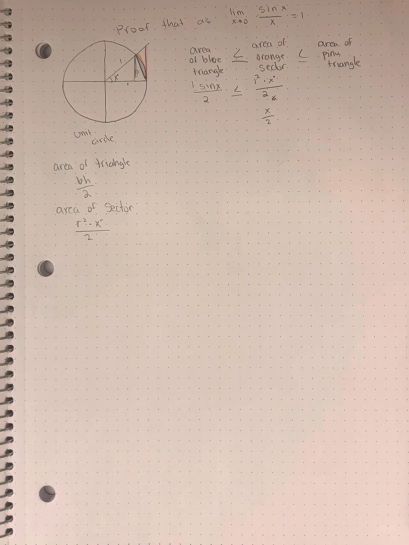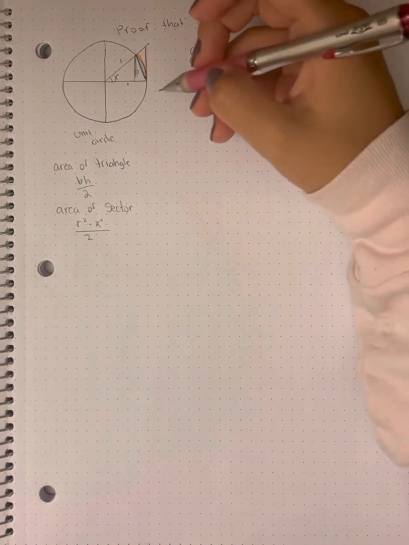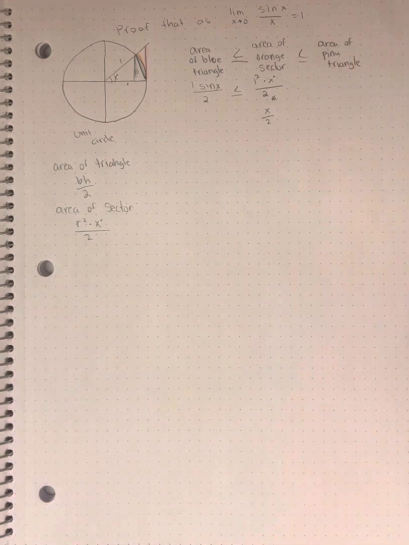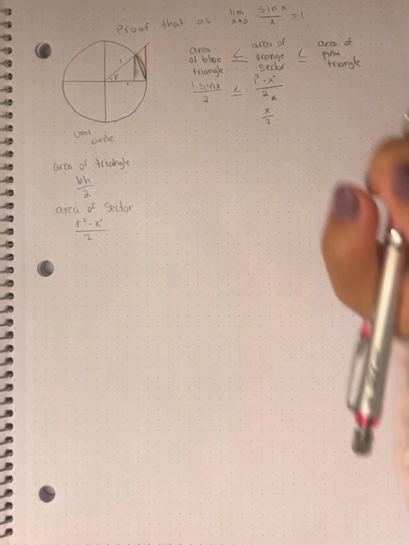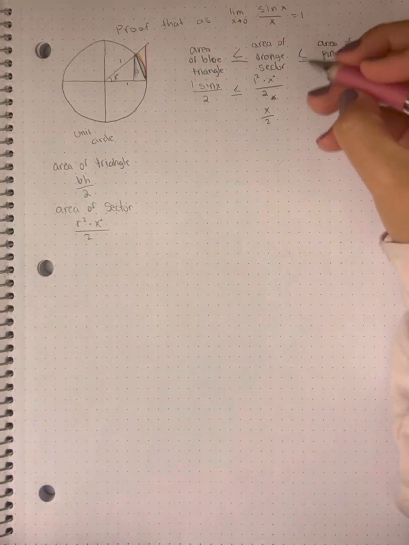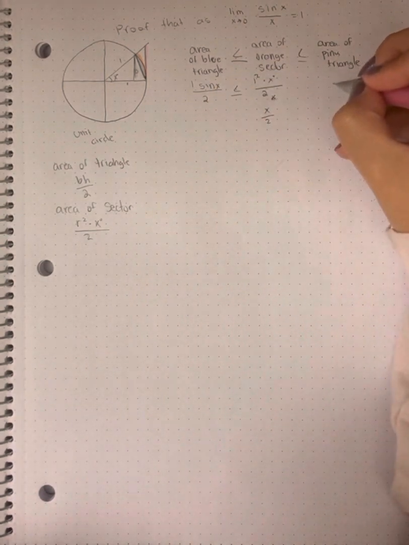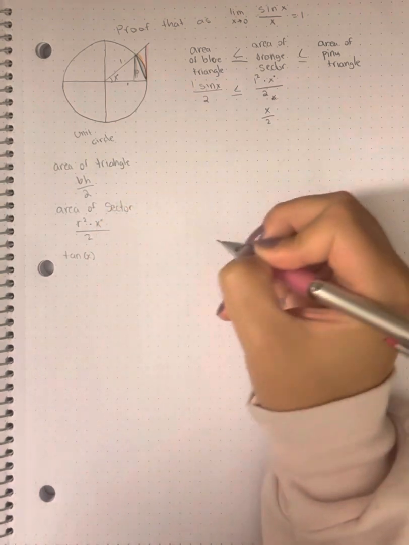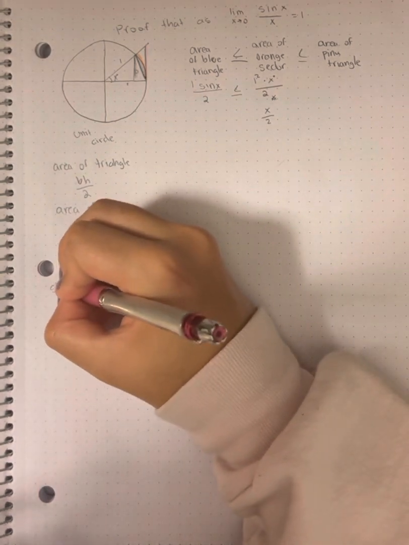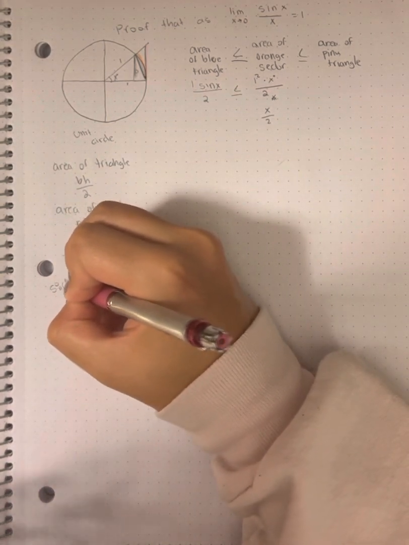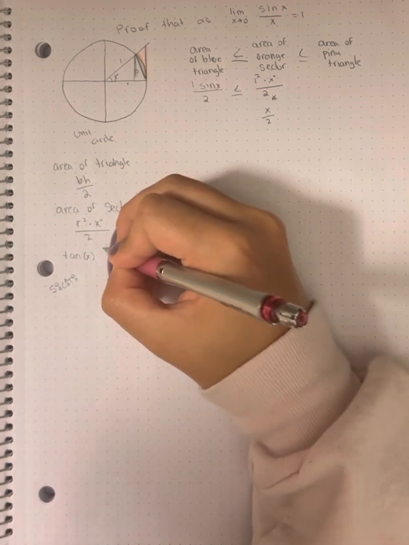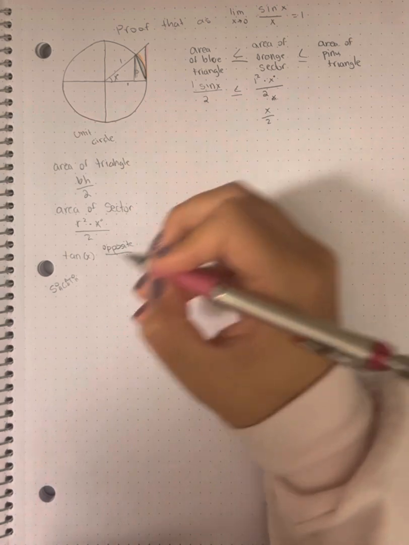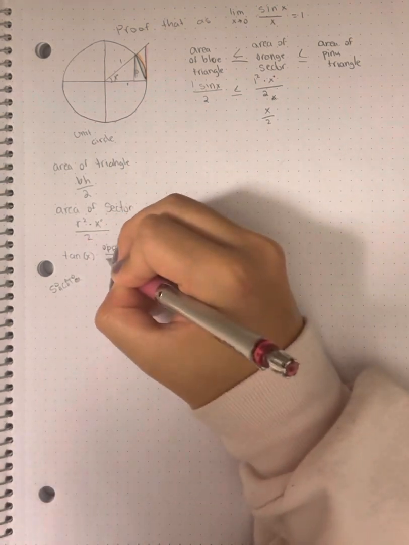And our area of our pink triangle is equal to, okay, this one is a little bit confusing, but we can do this. So we know that tangent of x, if we use our SOHCAHTOA, is equal to the opposite over the adjacent.